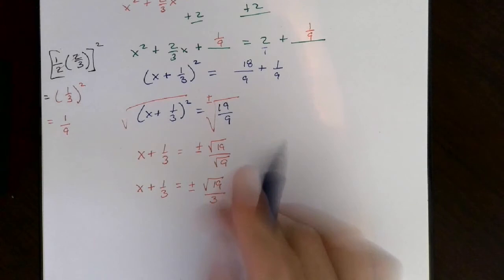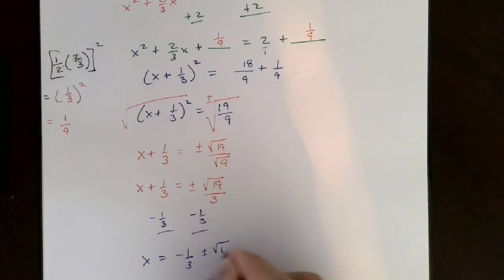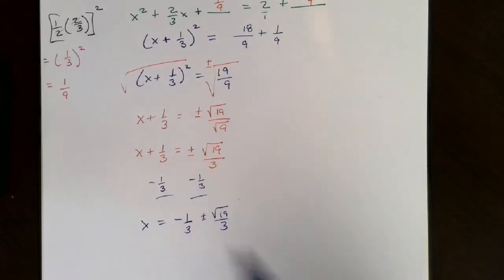Once you're at this point, and you want to isolate x, so we subtract 1/3 from each side. So we end up with x equals negative 1/3, don't lose that negative sign, plus or minus the square root of 19 over 3. Now, these aren't like terms. They don't have the same variable piece. They're not like radicals, so you can't combine them.